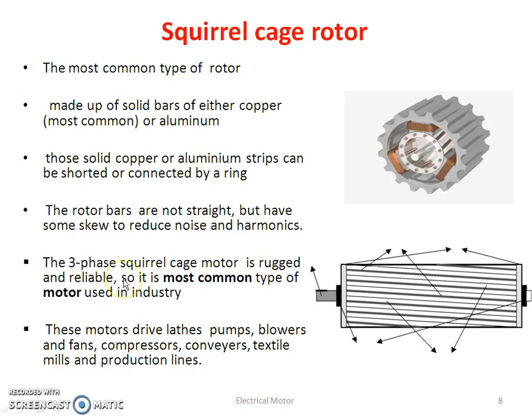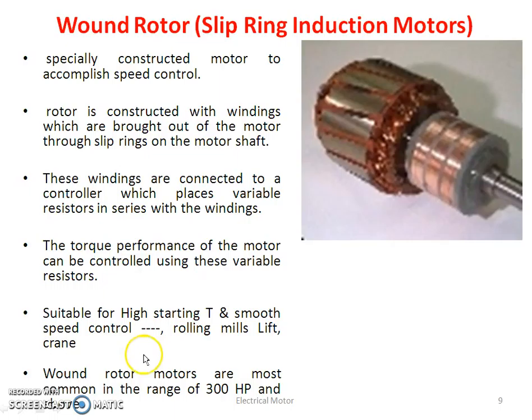Three-phase squirrel cage motor is rigid and reliable, and so it is the most common type of motor in industry. These squirrel cage motors are used in lathes, pumps, blowers, fans, compressors, textile mills, and so on.